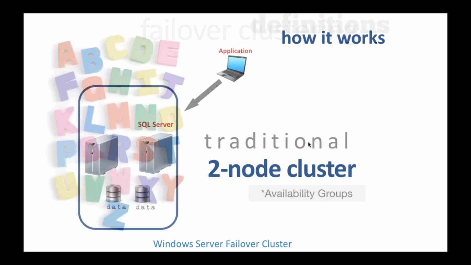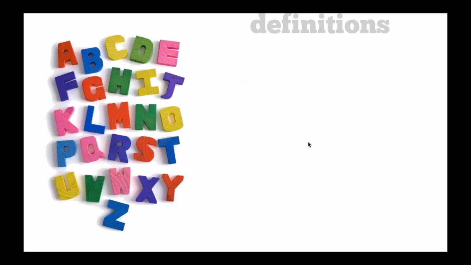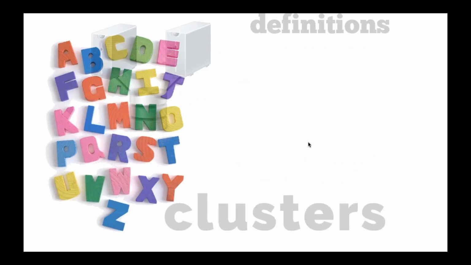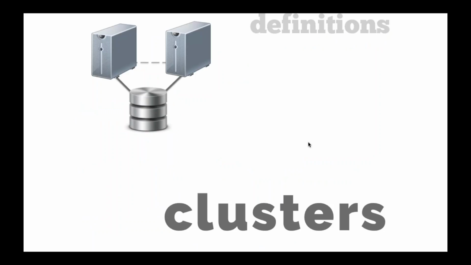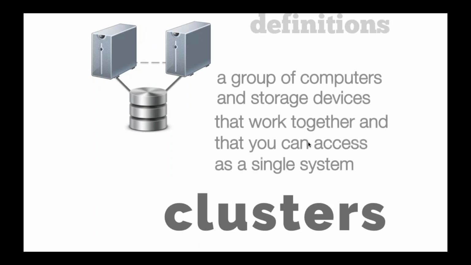Now let's look at some of these definitions, because these definitions are what form the foundation of how Windows Server Failover Clustering works. Let's start off with a very simple definition of a cluster: a group of computers and storage devices that work together and that you can access as a single system. Now let's break down this simple definition and highlight some key points. Number one, it's a group of computers and storage devices. Notice that I have an asterisk on the storage devices because starting with Windows Server 2008 and higher, you can opt to build a cluster even without shared storage devices.